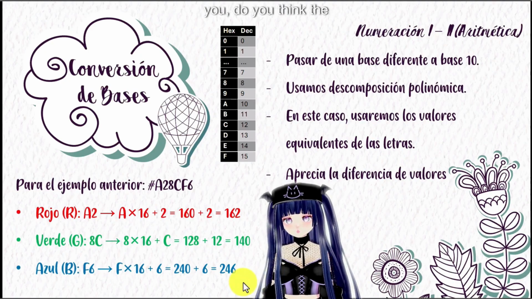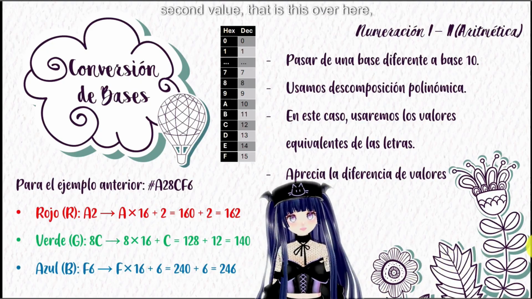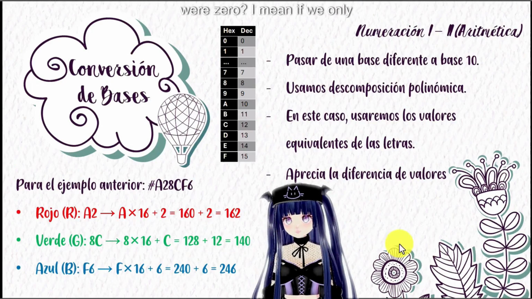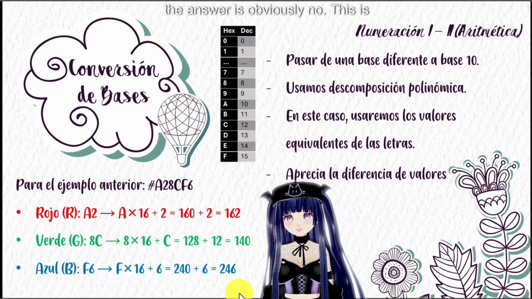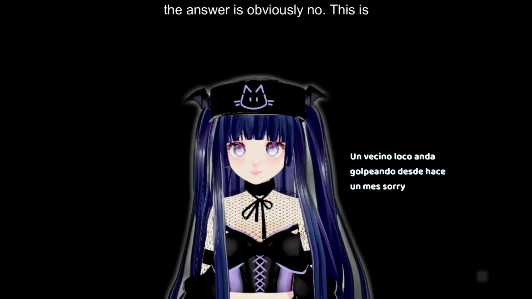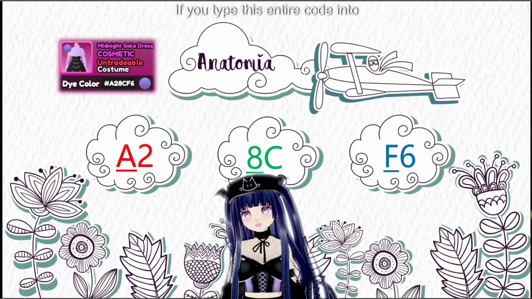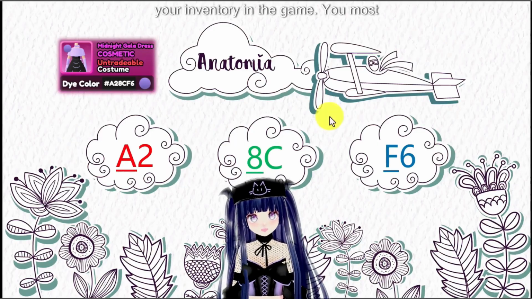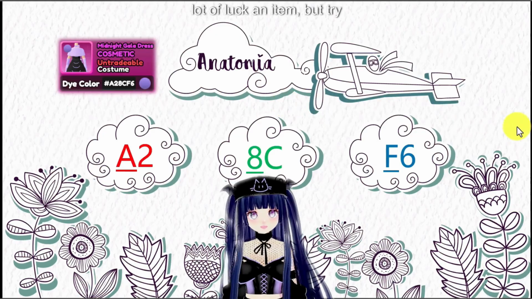Now I ask you, do you think the color would change a lot if the second value, that is, this over here, were 0? I mean, if we only kept the first digit of each pair. The answer is obviously no. This is why I underlined the first digits here. If you type this entire code into your inventory in the game, you most likely get nothing, or maybe with a lot of luck, an item.